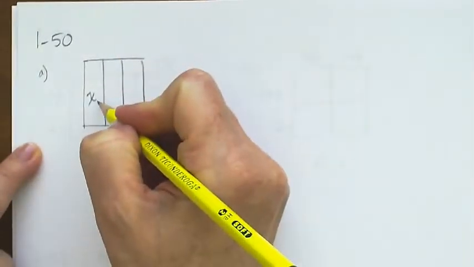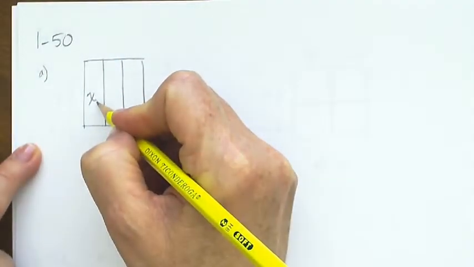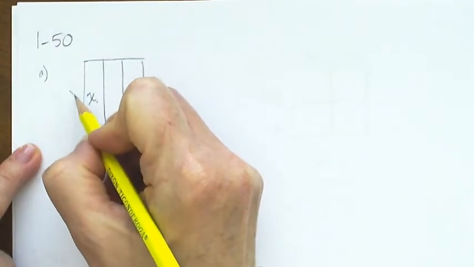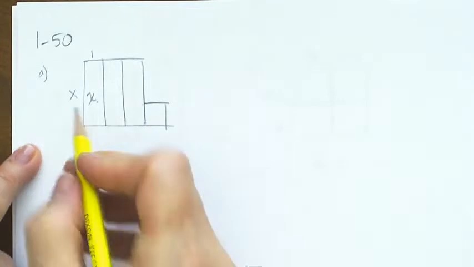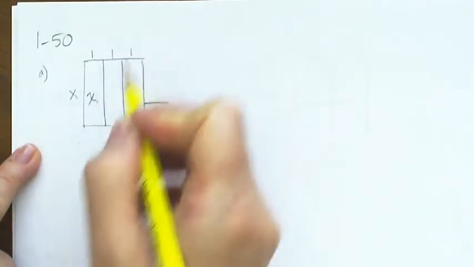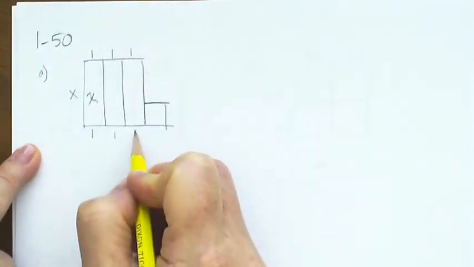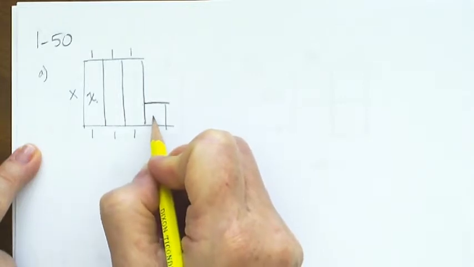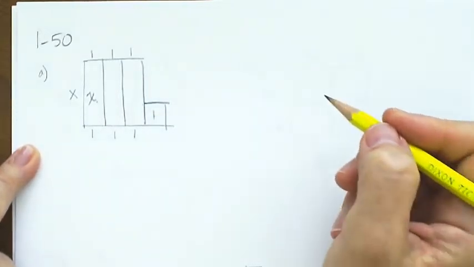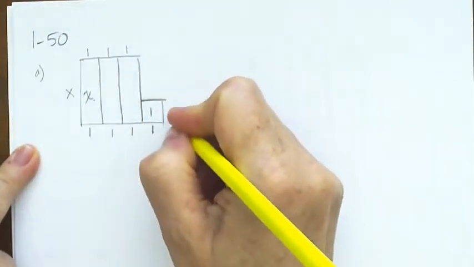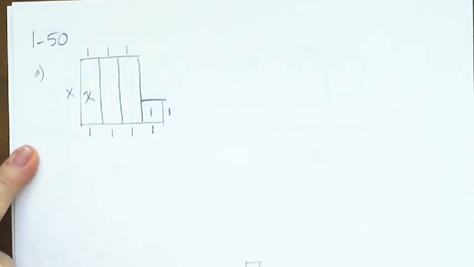So remember, for an X tile, the area of that tile is X, and the length is X, the width is 1. So each of these widths is 1. Now this is a unit tile. The area of the unit tile is 1. The length and the width are 1 and 1. I kind of jumped into that.